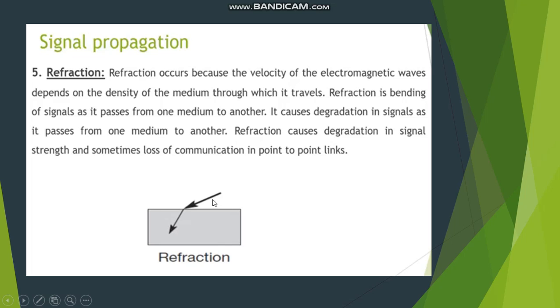Because there is a change in medium. So जितना speed air में होगा उतना ही speed water में हो ऐसा necessary नहीं है. So when it is changing its medium, it is also changing its velocity, because of which the strength of the signal also changes. Refraction causes degradation in signal strength and sometimes loss of communication in point-to-point links. So refraction के वजह से भी degrade होता है signal, and काफी बार ऐसा होता है कि वो completely lost हो जाता है. So it is not reaching from one point to another, which means it may be transmitted on the sender side, but it is not being able to receive on the receiver side. So refraction is also one of the factors that leads to loss of signal propagation.